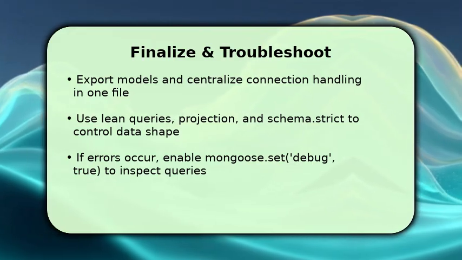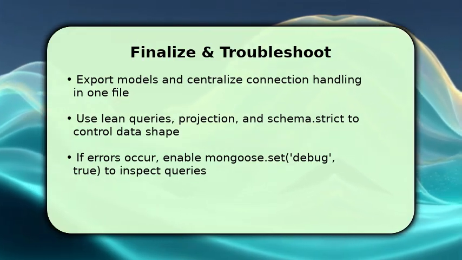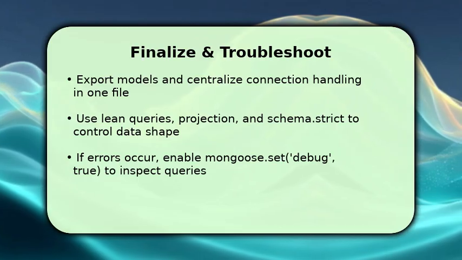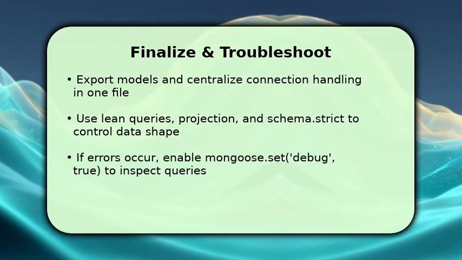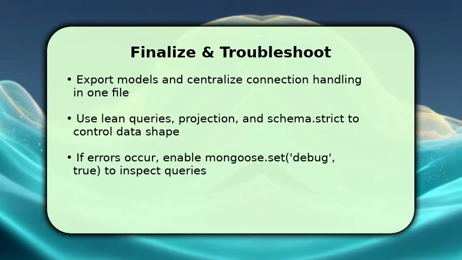If things go wrong, check Mongoose validation errors and enable debug logging. A common fix is aligning schema types with stored document shapes or adding schema strict: 'throw' to catch errors.